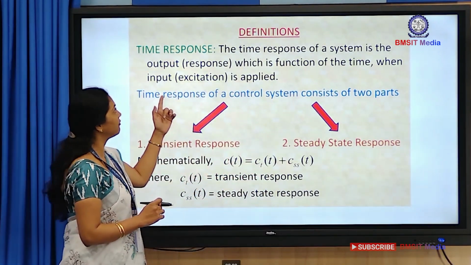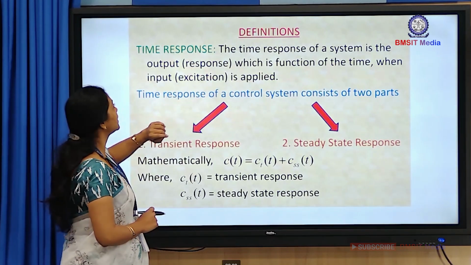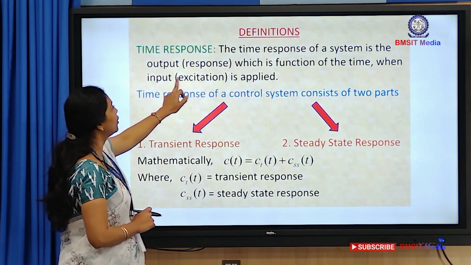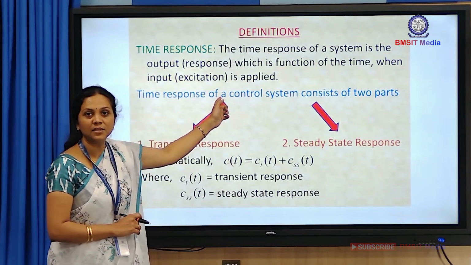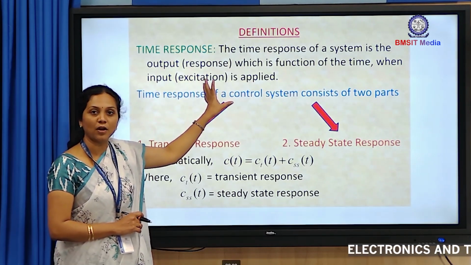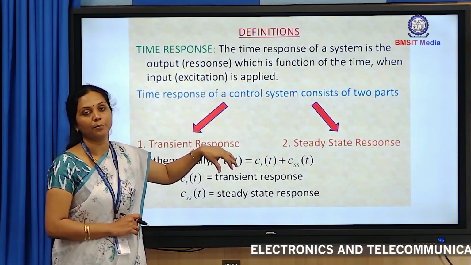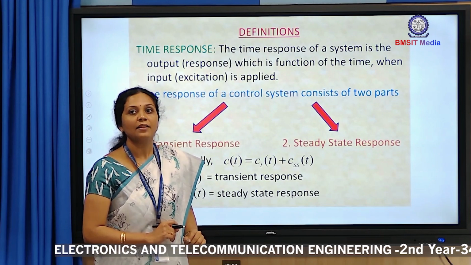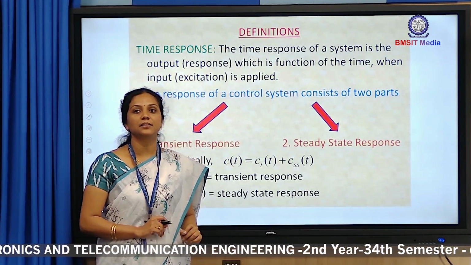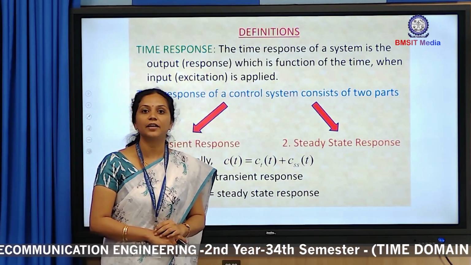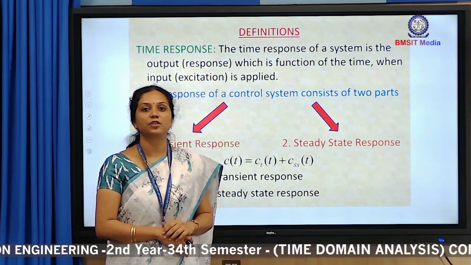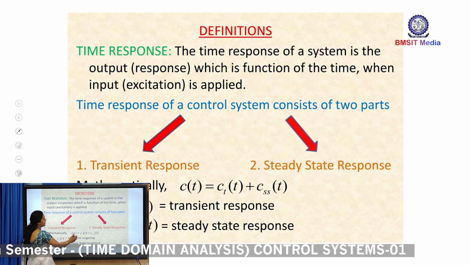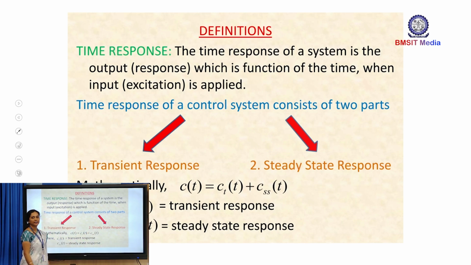Accordingly, the definition says that the time response of the system is the output response, which is a function of time when the input excitation is applied. That means when the output response is changing with respect to the input, as time is changing, it is called the time response. The time response of the system is divided into two parts, where we have two types of responses in time domain analysis. One is called the transient response and another is called the steady state response.